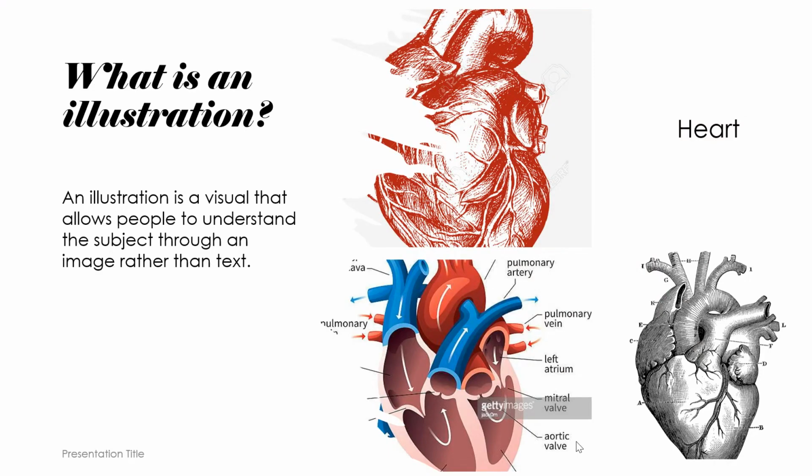We are going to talk about your project, illustrated dictionary pages. So, what is an illustration? An illustration is a visual that allows people to understand the subject through an image rather than a text. If you look at these images, if you've ever had a human biology class, you might have seen an illustration of different organs of the body with text beside it to show you what the text is actually saying through a visual.